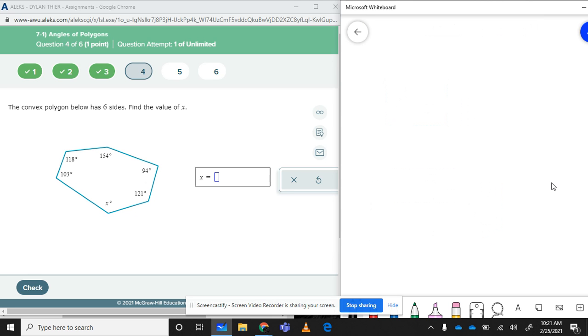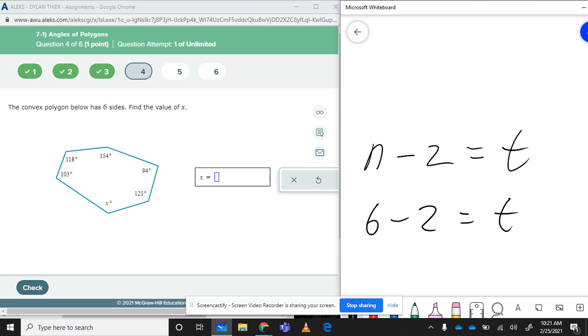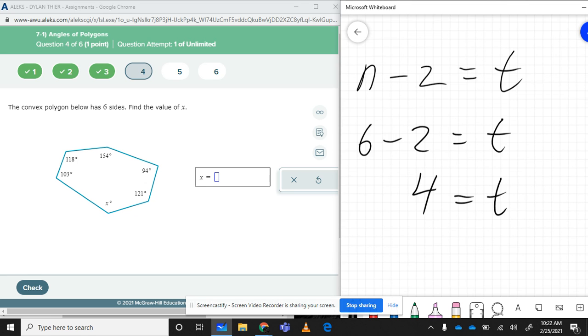Nothing terribly different on this one. So this is a 6-sided shape. So we're going to say n, I'm going to start with this equation, n minus 2 equals t. My number of sides minus 2 equals the number of triangles. Well, I've got 6 sides, which means that I should have 4 triangles that I could make if I divided this shape up.